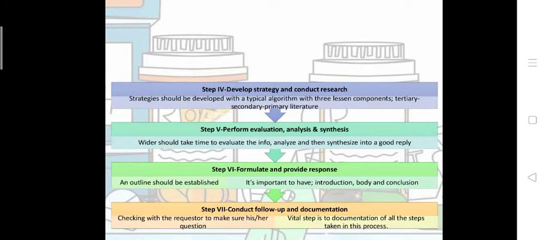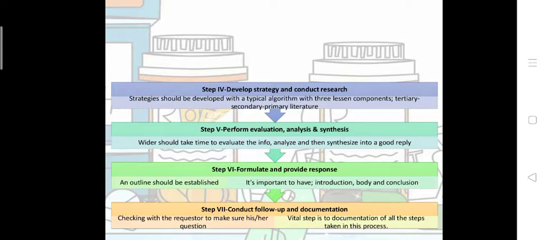Then you have step 4, you develop a strategy and conduct the research on what you want to answer. You try to find the answer to that particular question, जैसे कैटेगरी टाइप ऑफ क्वेश्चन होगा उस तरीके से आप अपनी स्ट्रैटेजी लगा करके फाइंड आउट करेंगे कि किस तरीके का इन्फॉर्मेशन वो रिक्वेस्टर मांग रहा है और मुझे कैसे देना है. Then you perform the evaluation, analyze, and try to gather all the answers to that particular question to act as a good reply.